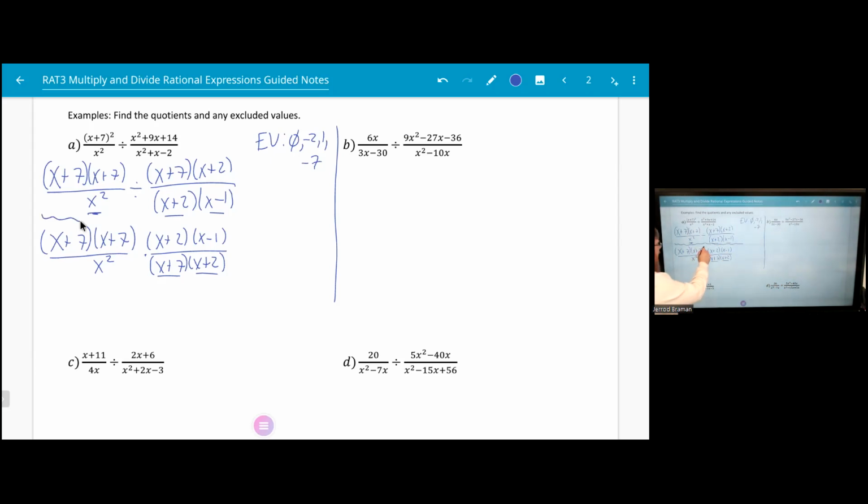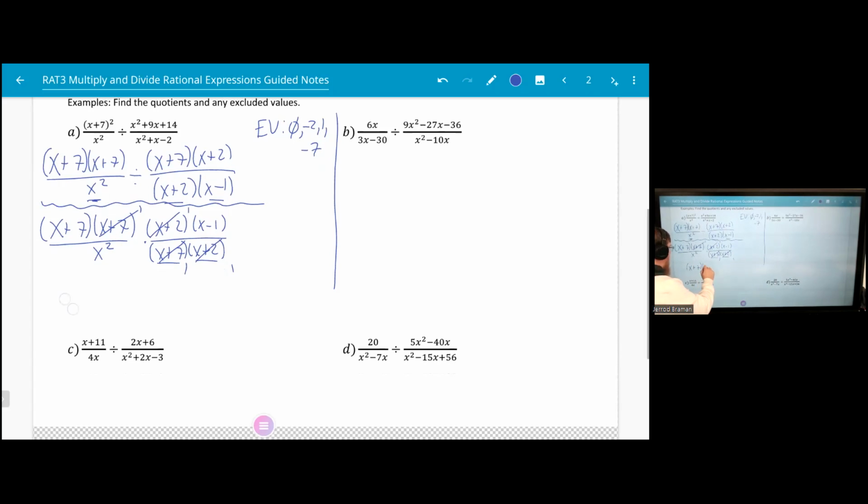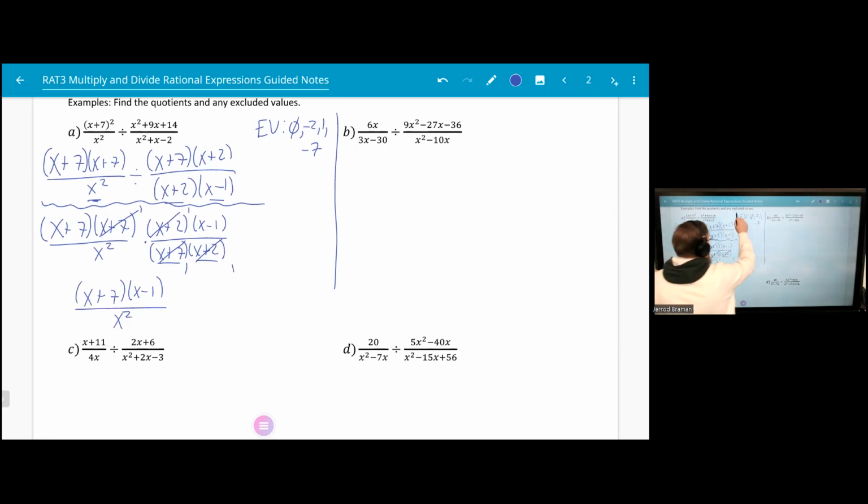Well, I've got an x plus 7 in the numerator and denominator. That simplifies to 1. An x plus 2 in the numerator and denominator, which simplifies to 1. I think that's all it simplifies. Now I just need to multiply across. I end up with x plus 7 times x minus 1. And I've just got x squared in the denominator. There's what we multiply or divide to. Those are my excluded values.